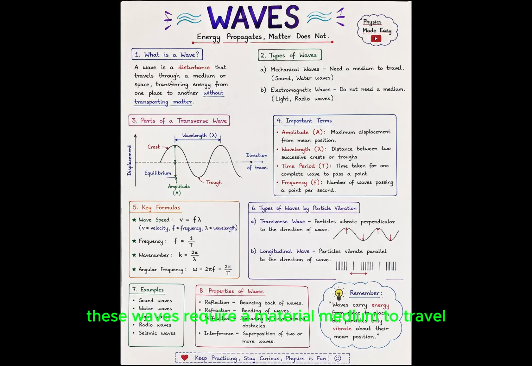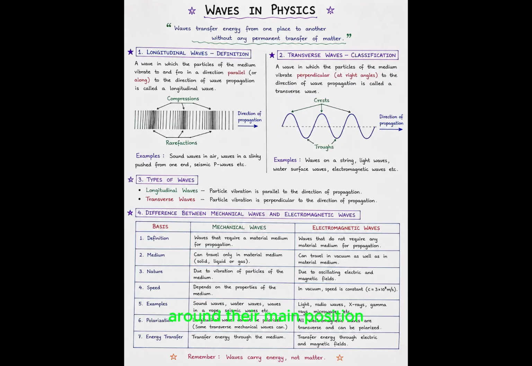First, let's understand mechanical waves. These waves require a material medium to travel, which means they cannot move through a vacuum. For example, sound waves need air, water waves need water, and seismic waves travel through the earth. In mechanical waves, the particles of the medium vibrate around their main position. These waves are mainly of two types, longitudinal and transverse waves.